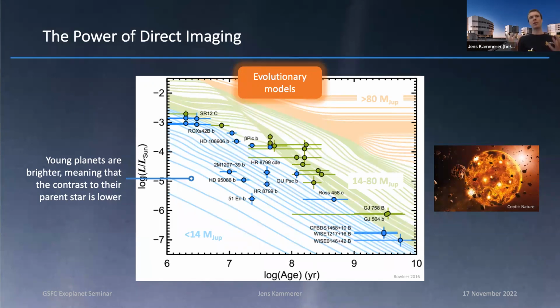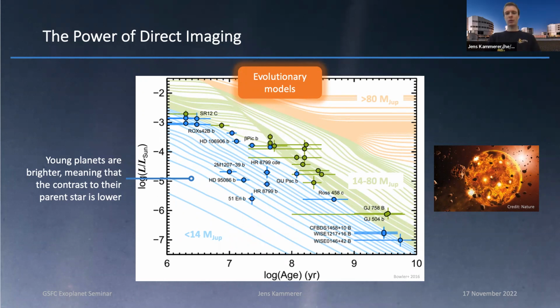And this is again very complementary to other techniques like transit and radial velocity techniques, which are better at looking at more mature systems where the star is less active, where the star has a slower rotation period. So again, this gives you a complementary approach to exoplanet science.